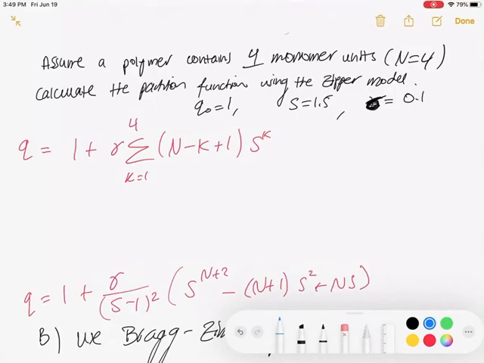Assume a polymer contains 4 monomer units, n equals 4, and calculate the partition function using the zipper model. So here you have the values for Q is 1, S is 1.5, and sigma is 0.1. We will use this equation here in red to solve this problem. So first what we need to do is plug in the values to find the partition function.